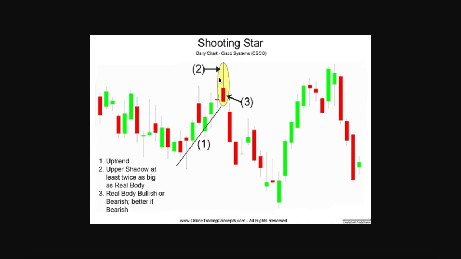The longer this tail is, the stronger this candle is. Also, the real body can be bullish or bearish, but it's much better if it's bearish. Here we have a bearish candlestick, which is much stronger, of course, than a bullish candlestick. I know this is a bad example, but something like this that climbed up a bit. It's much better if it has a high tail, an uptrend, and then goes down. So let's get started.